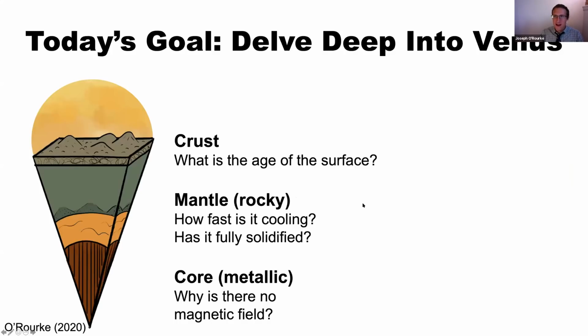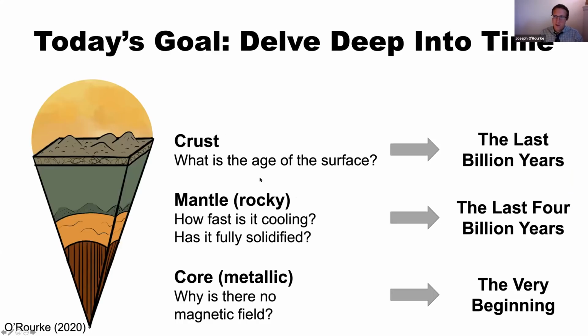And specifically, as promised by my title, I'm going to start at the top of Venus and work our way down. We're going to talk about the crust, the lithosphere, the mantle, and then the core. And as we go down into Venus, we're also going down into time because the crust preserves the geologic history over the last billion years, but mantle dynamics are a reflection of the evolution of Venus over billions of years.